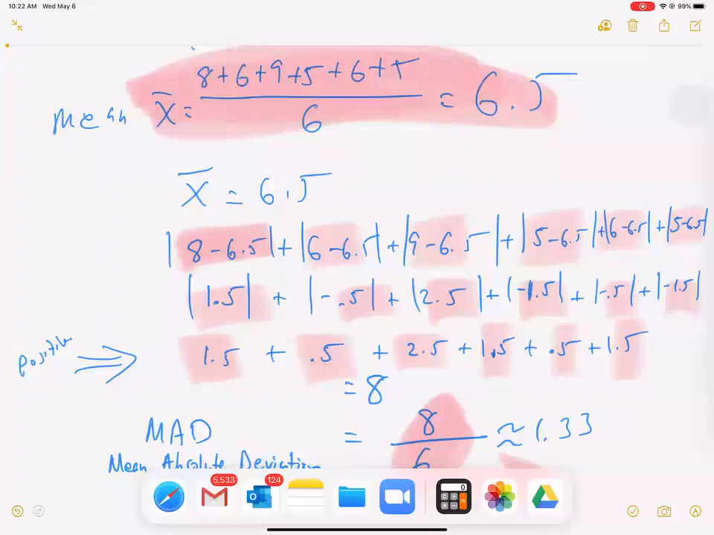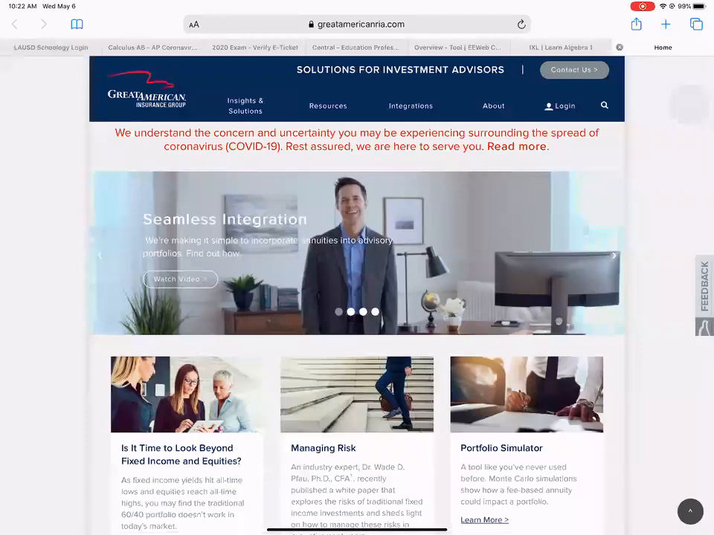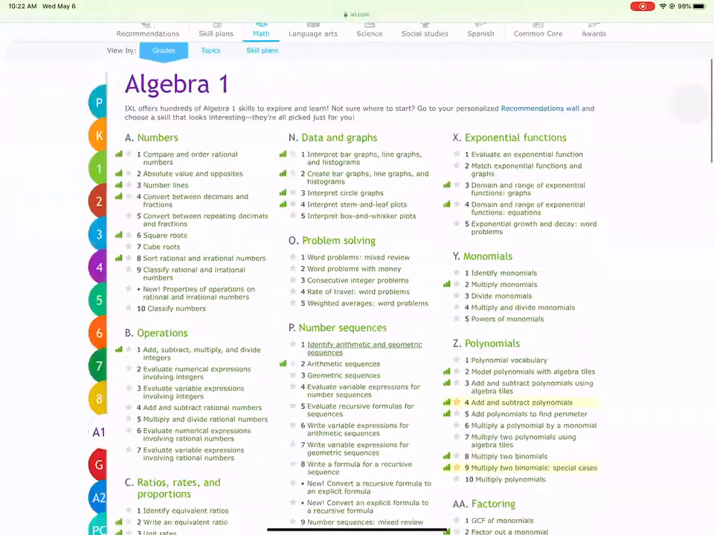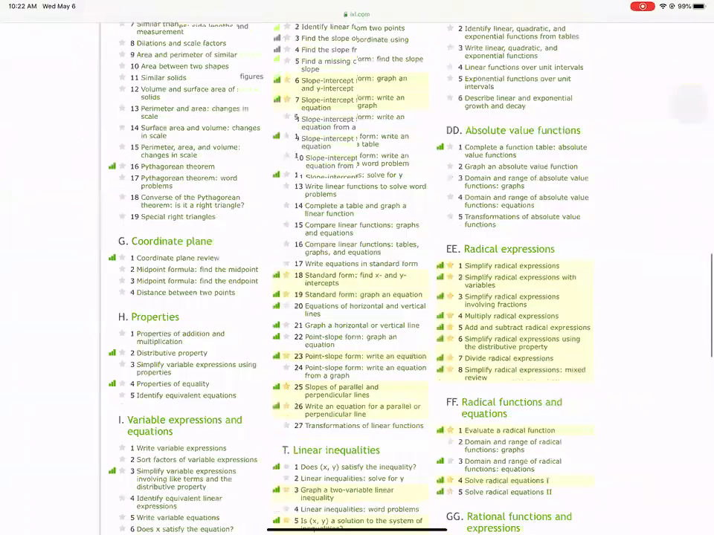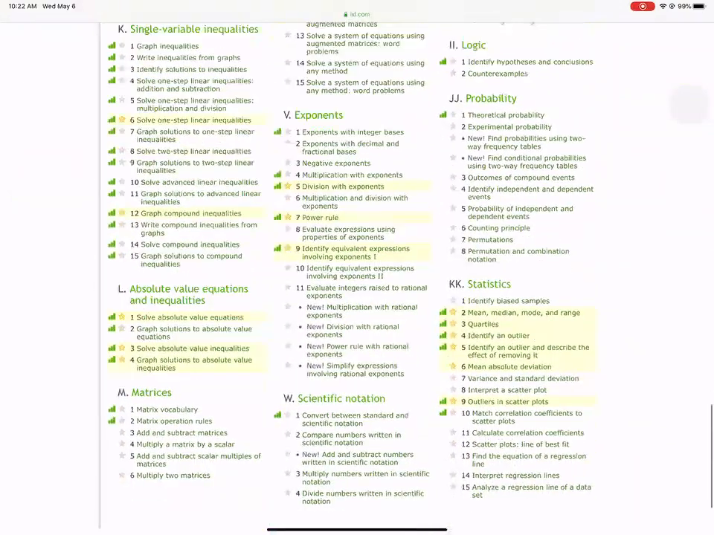Okay, so let's look at the IXL for today, what that looks like. Oops, not you guys. You guys are advertisement. So Algebra 1, all the way at the bottom, we're looking at the stats section. And we're looking at the mean absolute deviation.